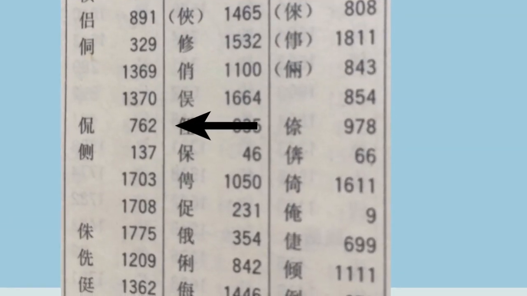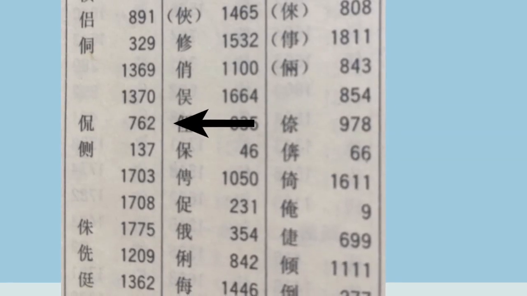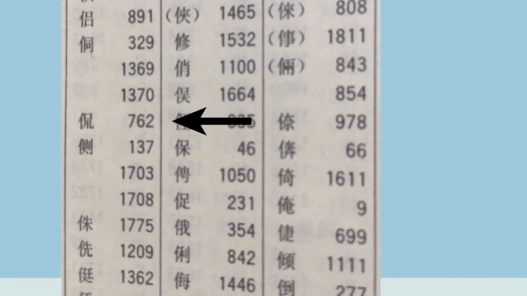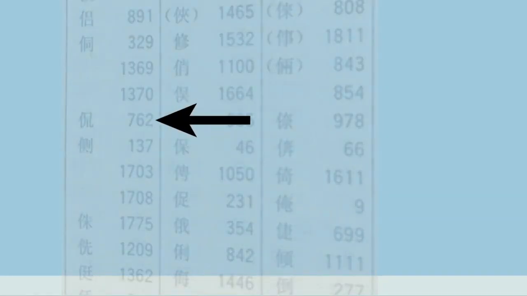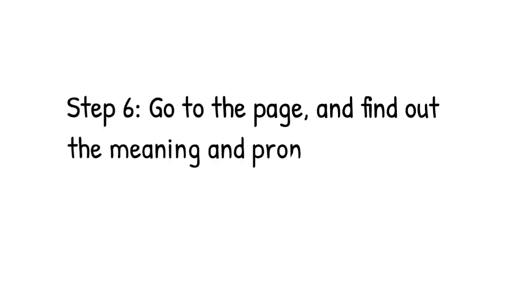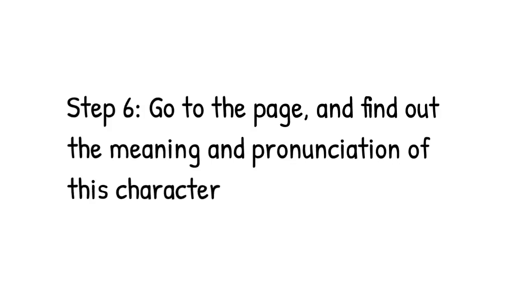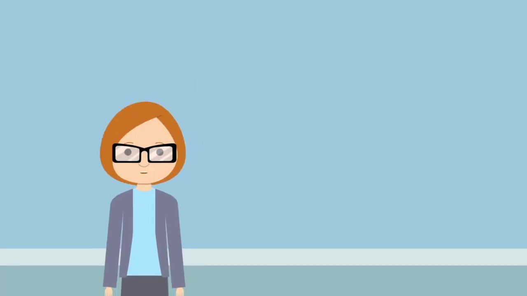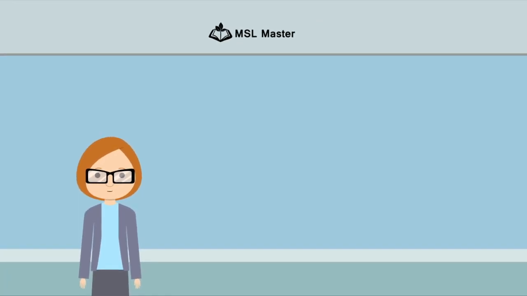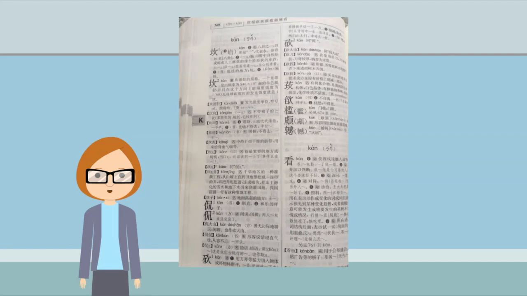The number to its right means we can find this character on page 762. This is the final step. We go to page 762 and finally we're going to learn something. So we did it. We did not get stuck at any of the steps.